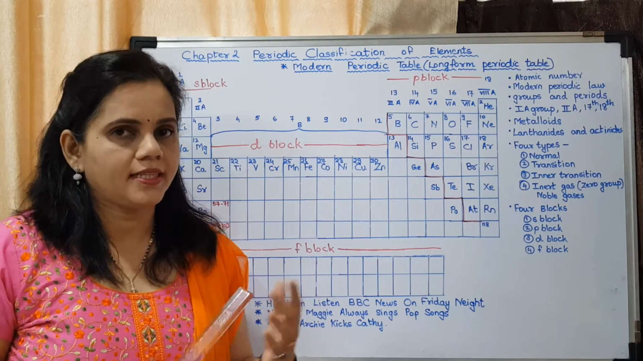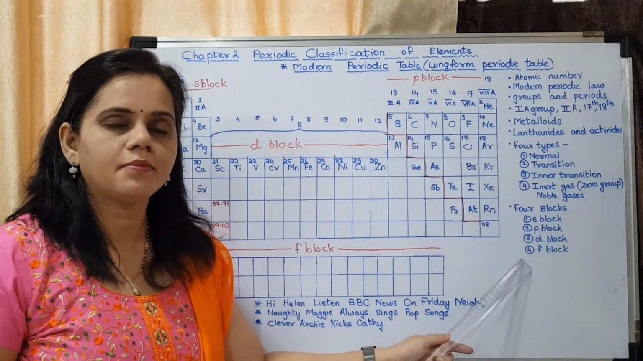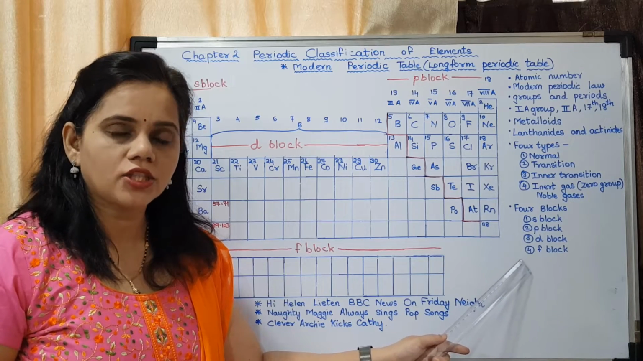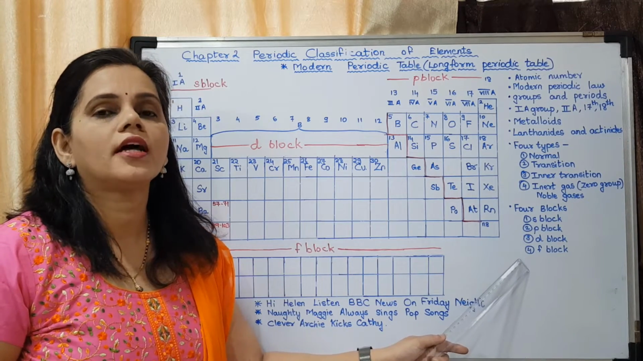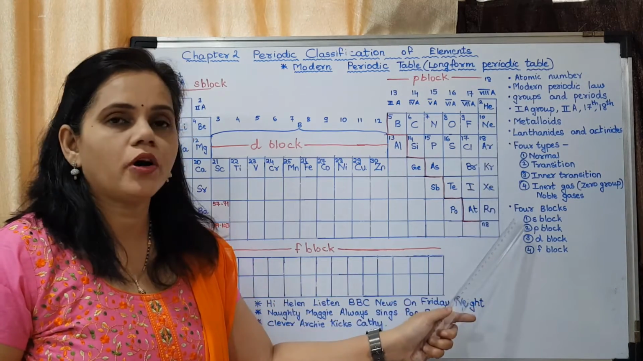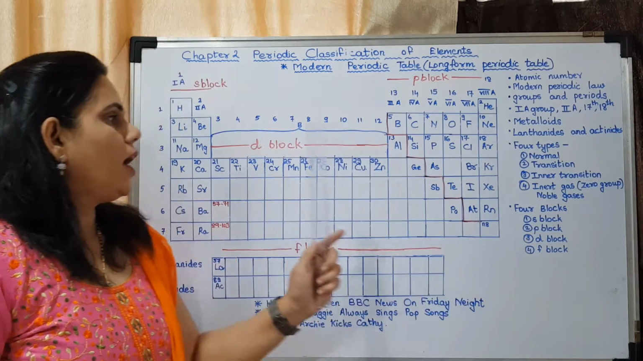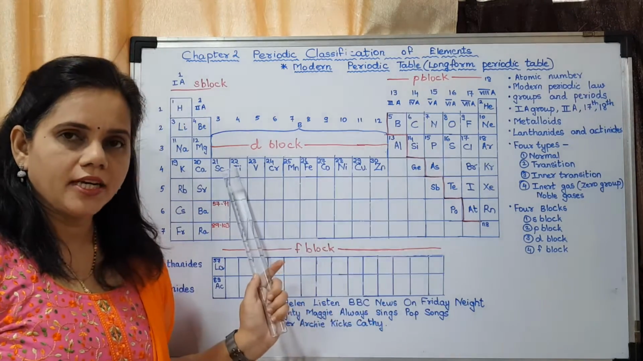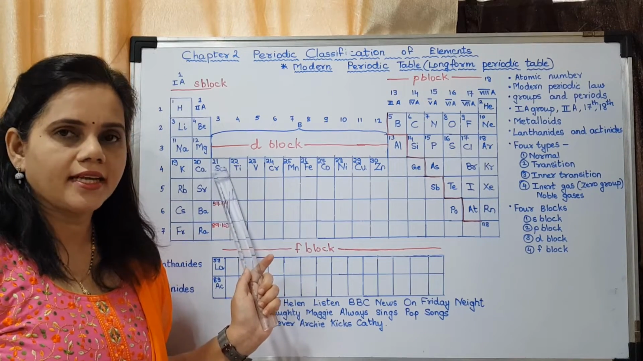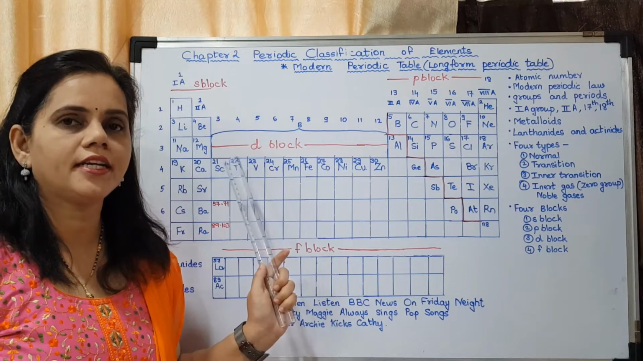Now we may see the table. I have given the structure and the properties of the table towards the right. If you are having a question on writing the structure of the modern periodic table or the characteristics of the modern periodic table, with the help of these points you can write the answer. It is a 5-mark question. I have drawn the modern periodic table here. You are not supposed to draw the table in any exams, but you should have a rough idea about how the modern periodic table is.